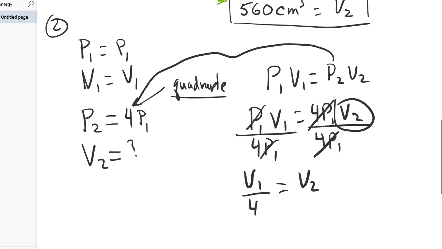So when they asked if the pressure on a gas quadruples, in other words, if it gets multiplied by 4, what happens to the volume? Well, the volume actually decreases by a factor of 4.